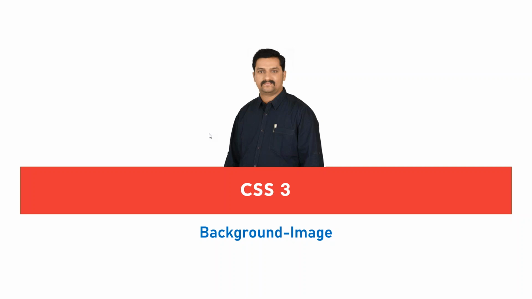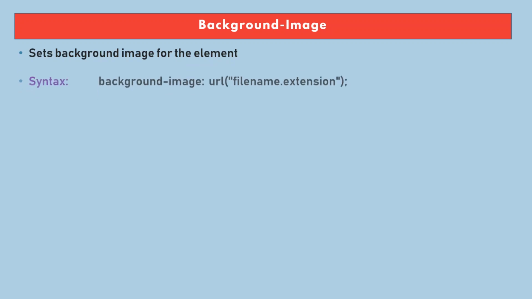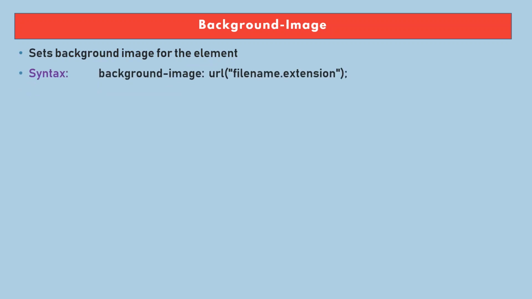Now let us see how to apply a background image for the element. We can apply the background image for the element by using the background-image property. We have to give background-image colon, then URL. In the URL, inside the brackets and inside the double quotes, we have to specify the file name with extension, either .jpg or .png or any other.